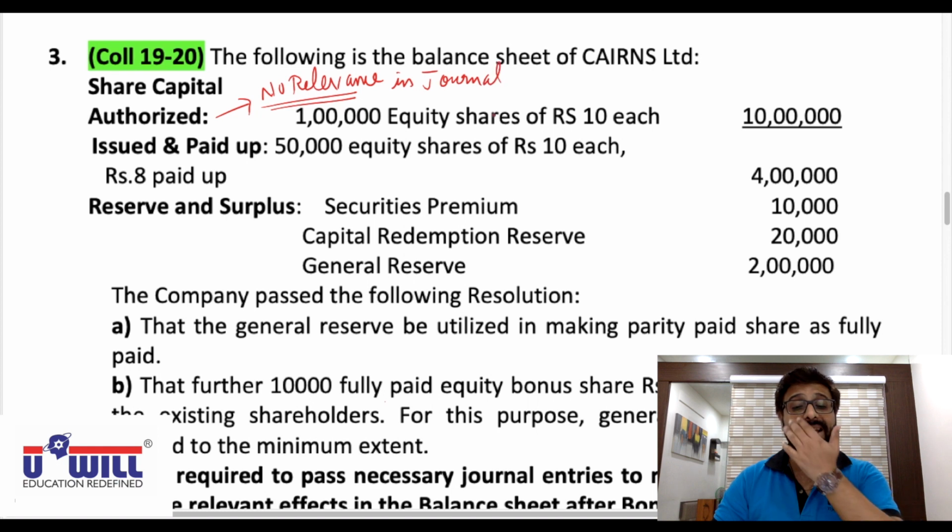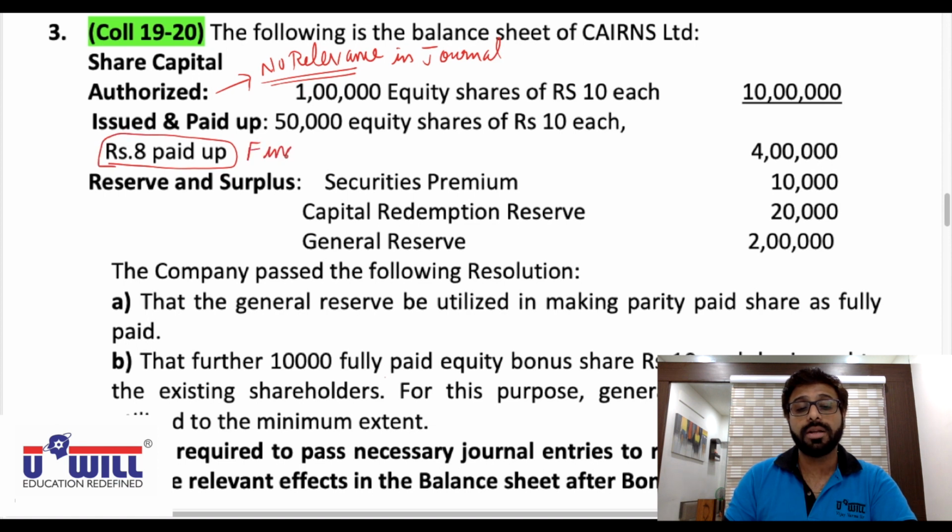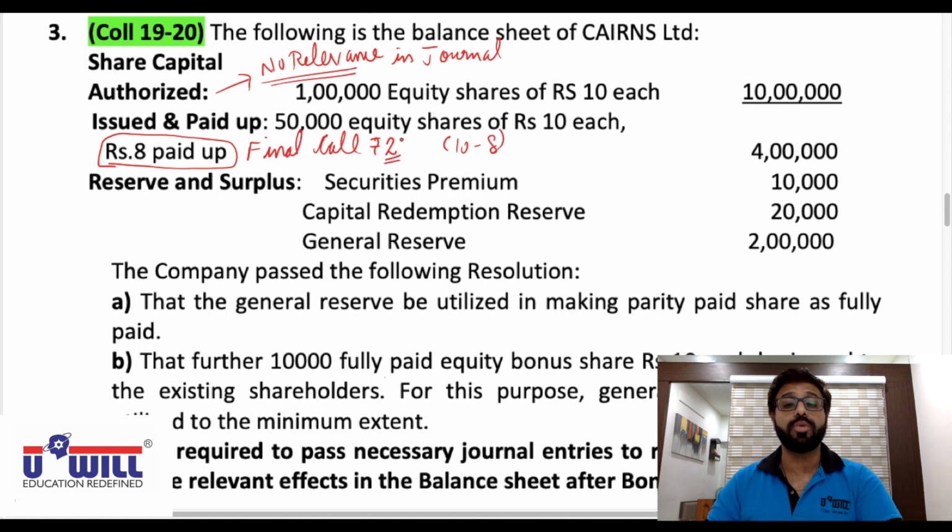1 lakh equity shares of 10 each, 10 lakhs. Issued and paid up 50,000 equity shares of 10 each, rupees 8 paid up. So how much final call is not yet asked from the shareholder? Remaining 2 rupees, 10 minus 8 paid up. So how much final call is pending? 2 rupees. So if the company gives bonus, then first the company will have to make partly paid shares fully paid up and give this 2 rupees of bonus. After that only can the company issue any fully paid up bonus shares.